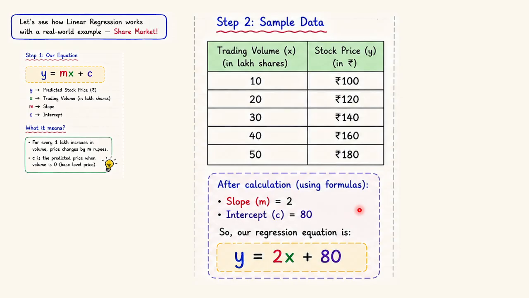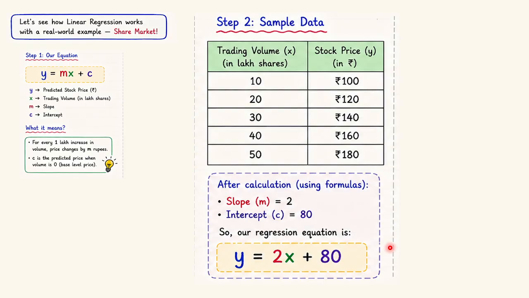Now we need to calculate c, which is the intercept. We already know our equation, y is equal to mx plus c. We know that m is 2. So we have values for x and m both, right? And for y as well, because we are using this example. So from that we can calculate c.